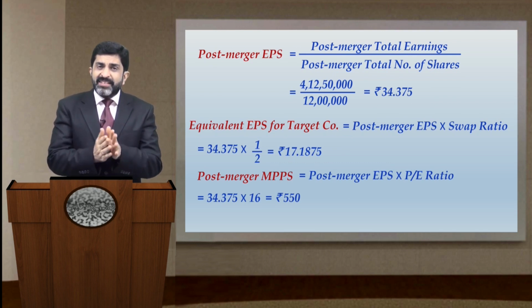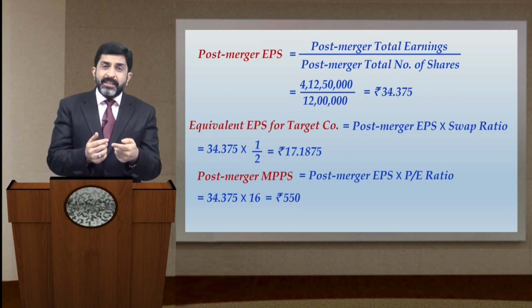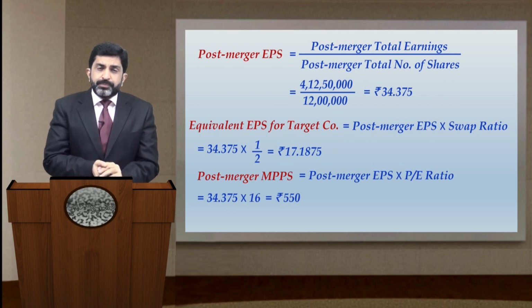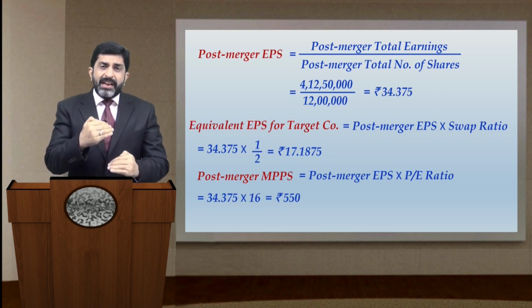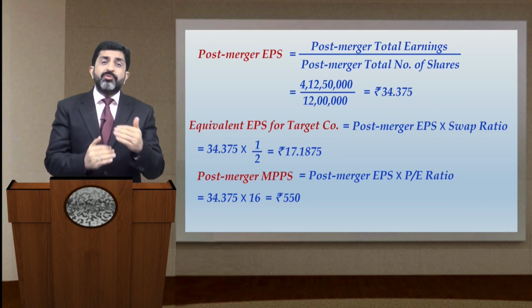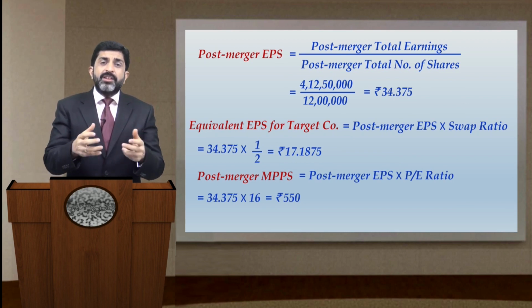So the question has asked you both the parameters, that is from the viewpoint of earnings as well as from the viewpoint of value. So we will talk about that earnings a little later, but what we have just computed, current market price per share, that is post-merger market price per share being rupees 550, how does that benefit the shareholders of both the companies in terms of value?